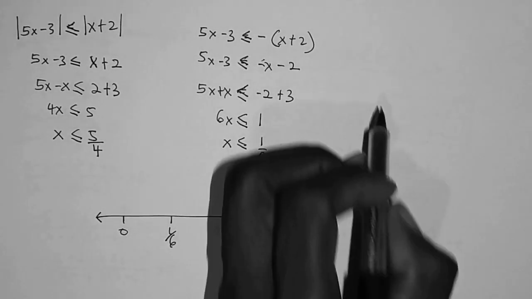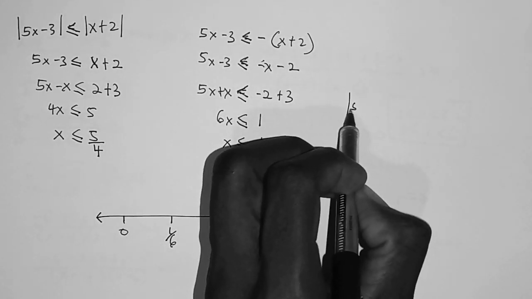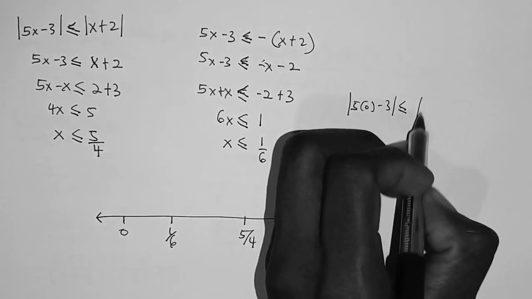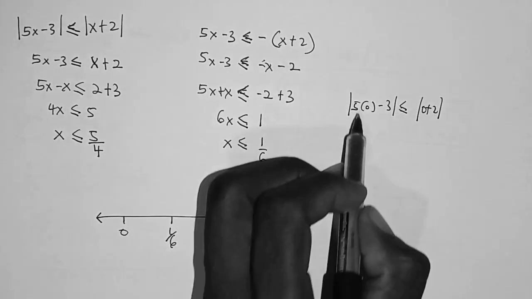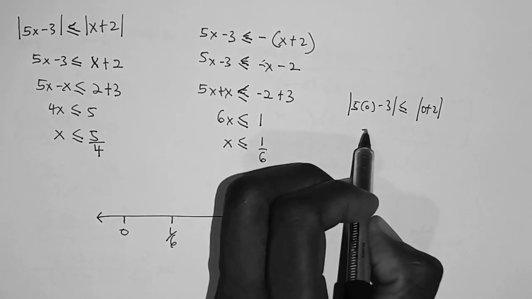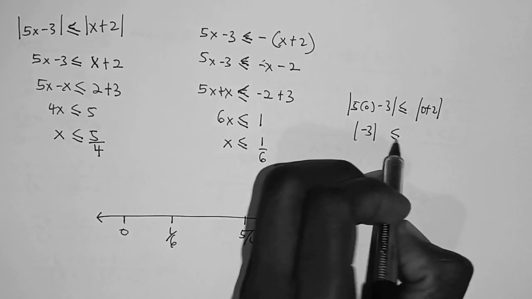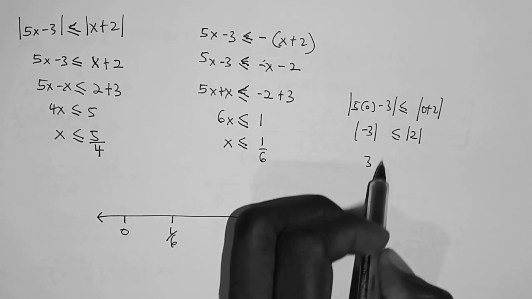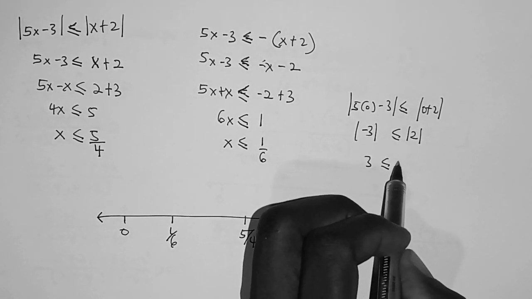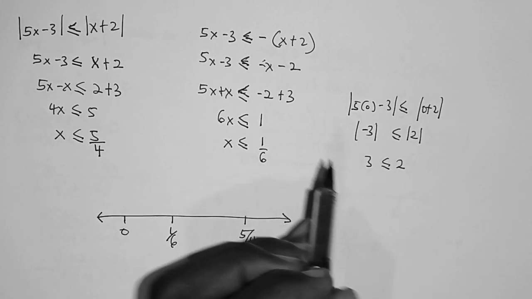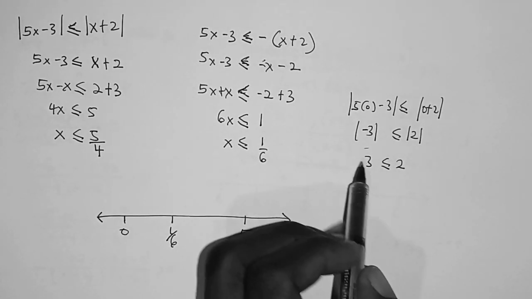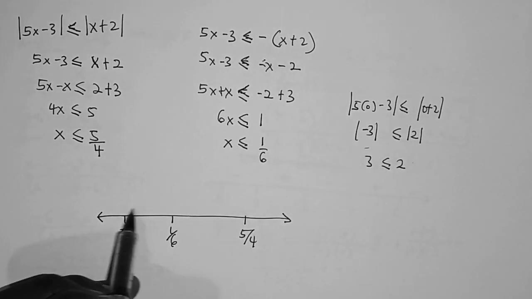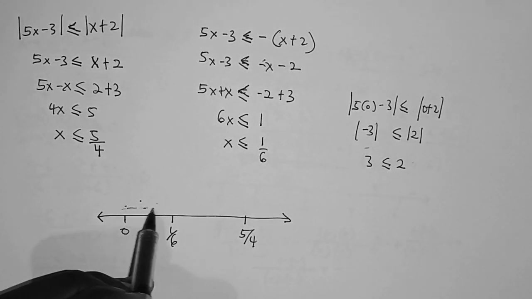If we insert 0, we find out that absolute value of 5 times 0 minus 3 is less than or equal to absolute value of 0 plus 2. So 5 times 0 is 0. 0 minus 3 is minus 3. It's less than or equal to absolute value of 2. Absolute value of minus 3 is 3, and then less than or equal to absolute value of 2 is 2. Now this is not a true statement. 3 is not less than or equal to 2. And therefore, this region is not one of the required regions.